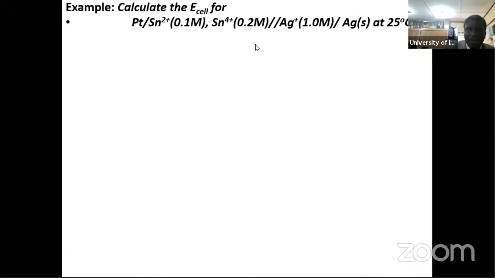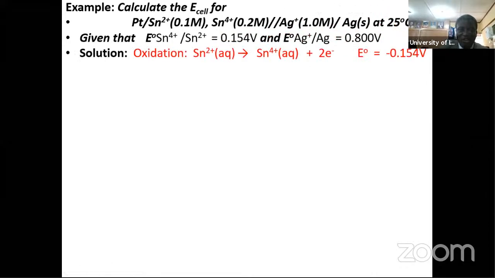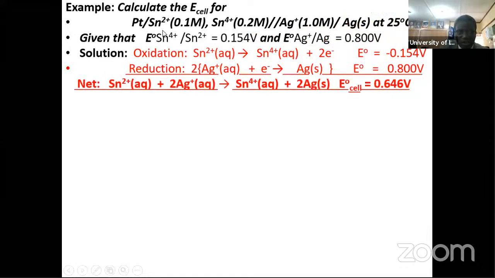Okay, so we go on and look at another example. Look at this example for E cell for this reaction. Normally you'll be given the reduction potentials. If you look at this, this is Sn2+ going to Sn4+, which is going to be the opposite of what you have been given here. Your Ag+ going to Ag is the same thing as what you are given there. So we just bring it down, and when you find the net equation, you discover what you have is actually what you have in this equation.